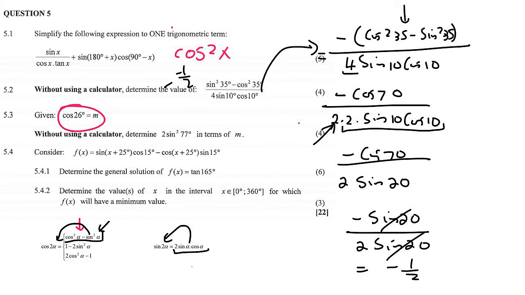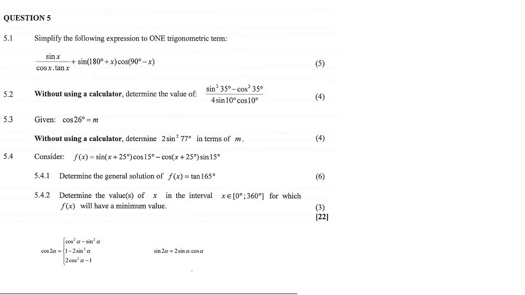When you get a question like 5.3 where they say something like if cos 26 is m, then you can usually use a triangle. Now people always ask me, yes, but Kevin, which quadrant? Well, it's 26 degrees, guys, so that's quadrant 1.